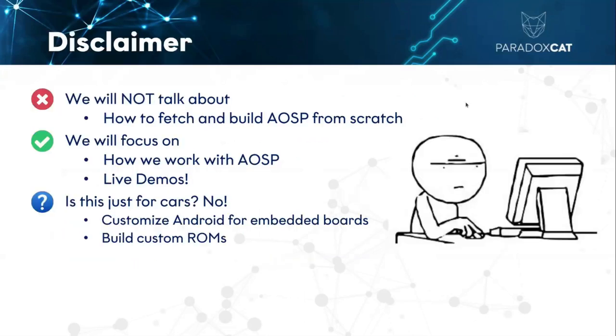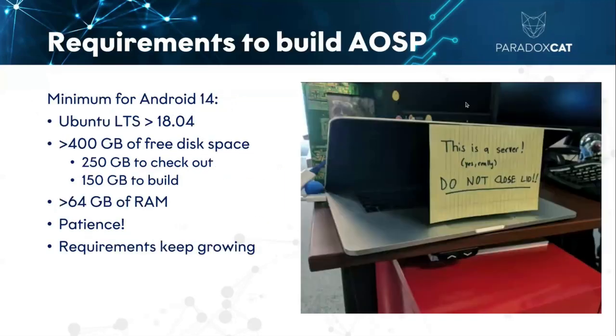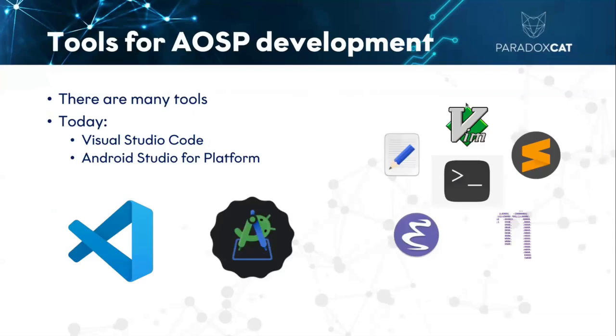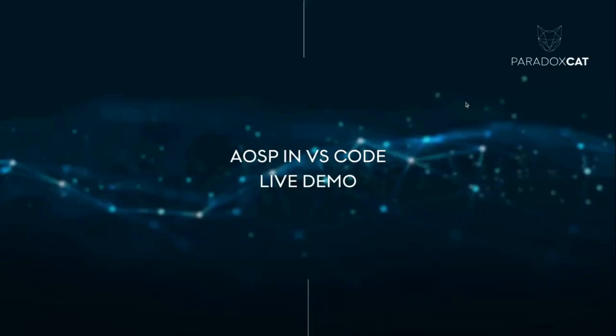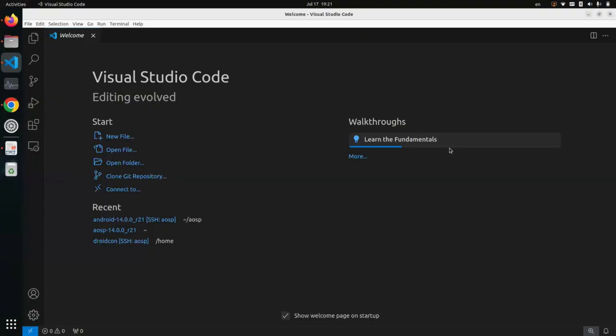So yes, we assume you already know how to fetch and build AOSP. So we will not focus here on that. And you know all the requirements, obviously. So yes, there are many tools to work on AOSP, but today we will focus rather on Visual Studio Code with live demos and take a glance on Android Studio for platform after that. So let's jump straight away into VS Code.